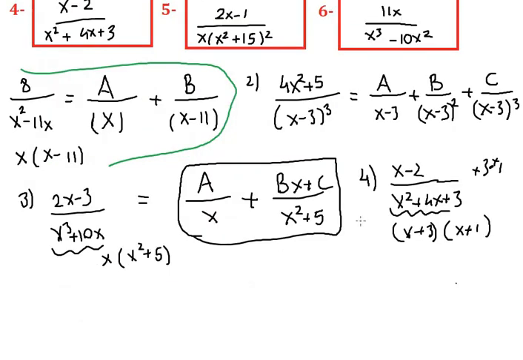And since we have 2 factors, let's write out the factors here. x plus 3, x plus 1. This is a linear factor, so we need some constant a. Linear factor, we need some constant b.